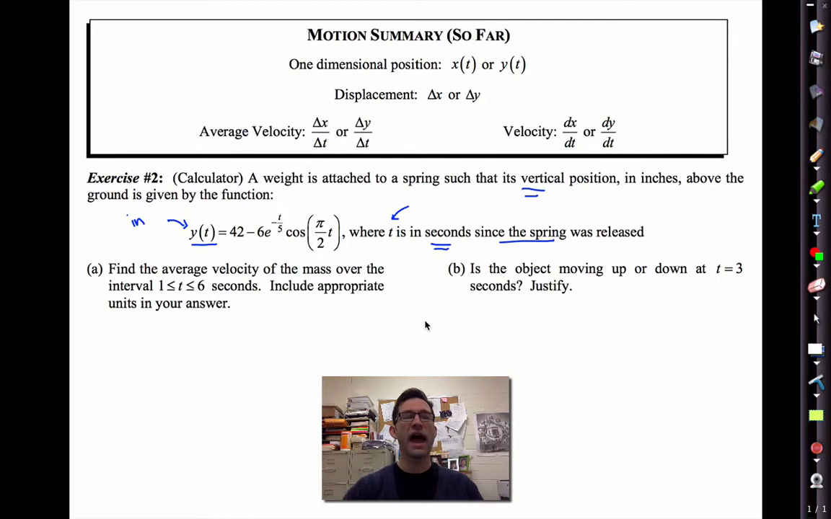Letter A says find the average velocity of the mass over the interval 1 to 6 seconds, include appropriate units. So what we're going to want is delta y divided by delta t. So the y-coordinate at 6 minus the y-coordinate at 1, divided by 6 minus 1. What I'd like you to do is work out that calculation.